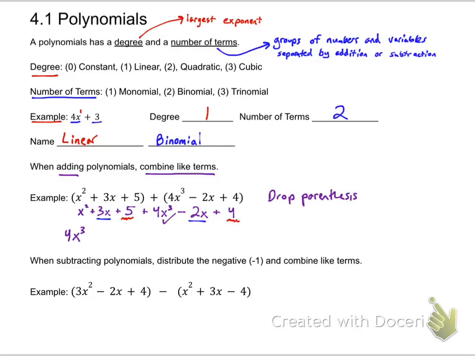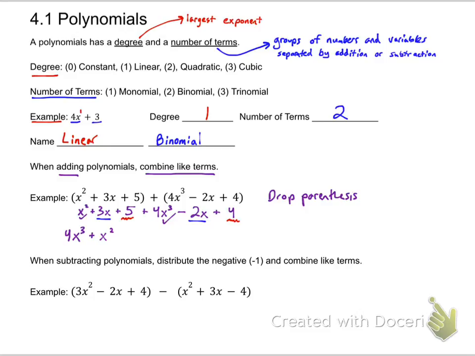We want to write it in standard form, which means the biggest exponent first. So 4x cubed. And notice I'm putting a little check there to show that I took care of that. Some people like to cross it out, but I like just to notify that I've used each of them. If you cross it out and you mess up, you have to go back and erase what you've crossed out. So I like just putting a check under it.